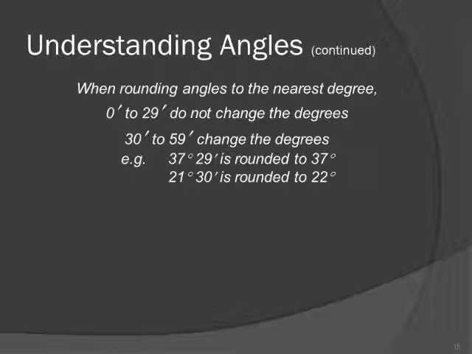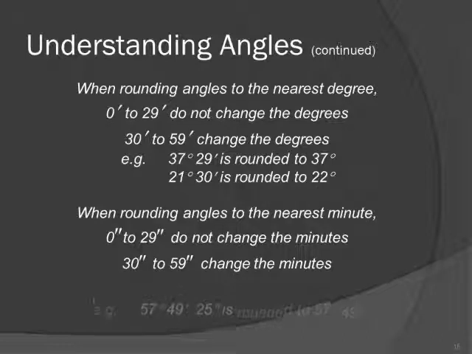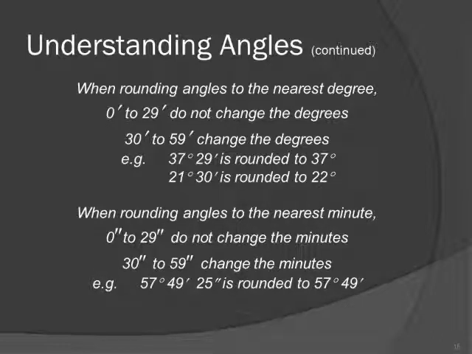Now, you can get the pattern on this, that when you're rounding angles to the nearest minute and you're looking at the seconds, 0 seconds to 29 seconds don't change the minutes. 30 seconds to 59 seconds changes the minutes. So 57 degrees, 49 minutes, 25 seconds is rounded to 57 degrees, 49 minutes. The 25 seconds don't change the minutes. Whereas if I've got 23 degrees, 15 minutes, 38 seconds, the 38 is greater than 30, so it's rounded to 23 degrees, 16 minutes.